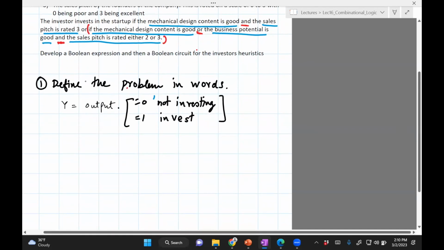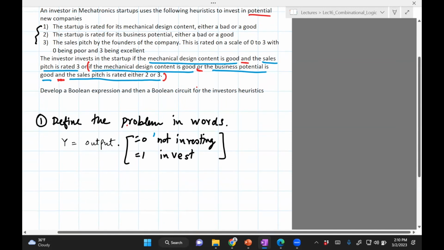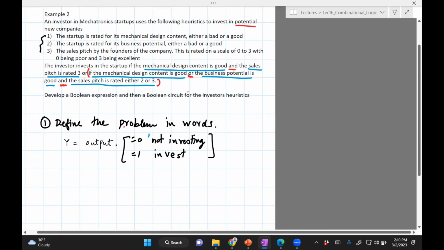Now let's define, looks like there are 3 conditions, 1, 2, and 3. So we need to define variables because those are inputs to the decision-making process. So let's see those and try to quantify them into variables. So let's say A is the mechanical design content.